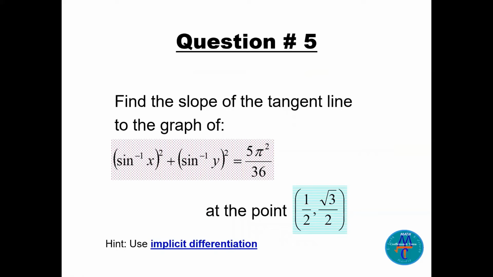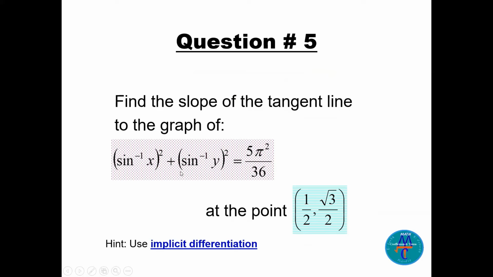Question number 5. Let's find the slope of the tangent line to the graph of this not easy function: inverse sine of x all squared plus inverse sine of y all squared is equal to 5 pi squared over 36 at the point (1/2, square root of 3 over 2). So this is x and this is y, and we need the slope.